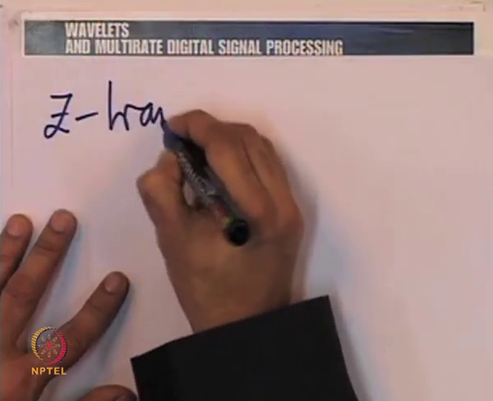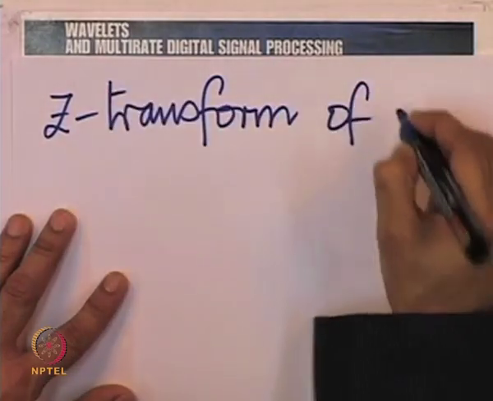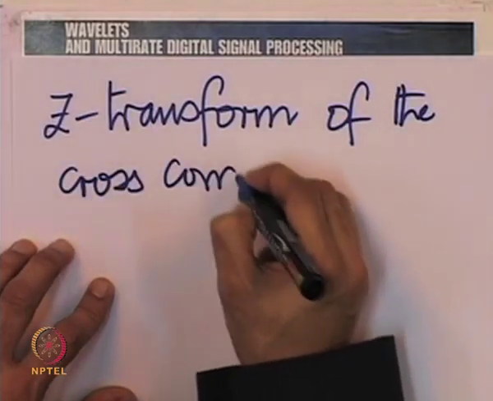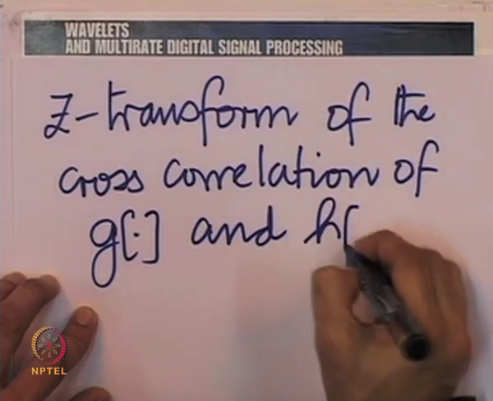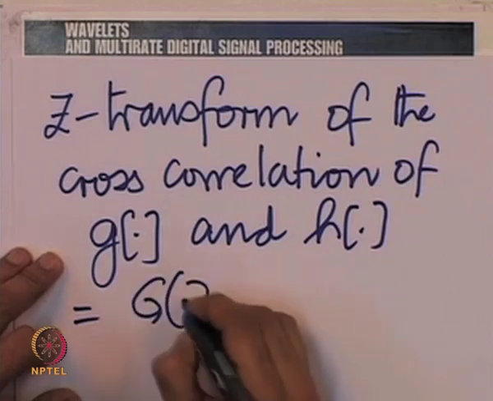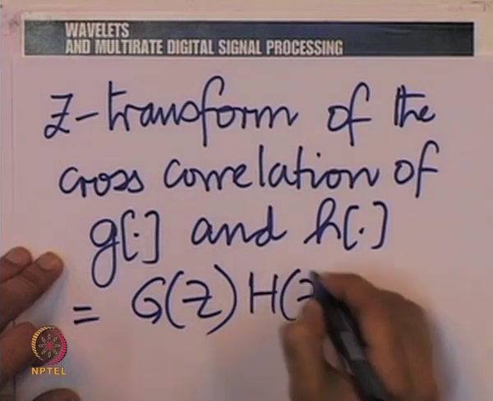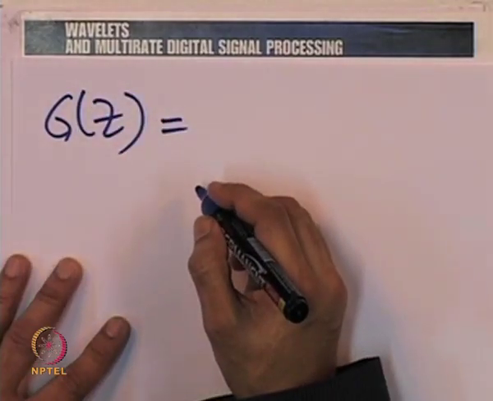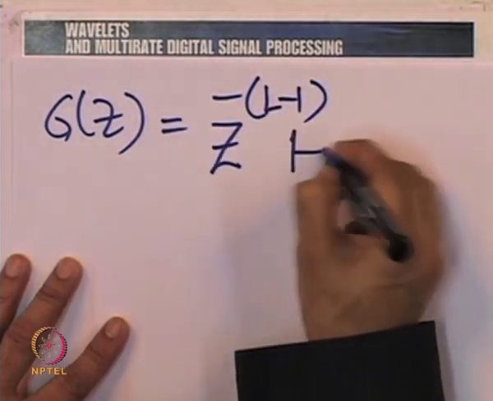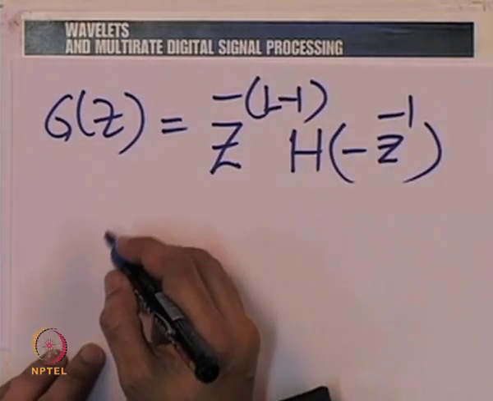Now, one can again evaluate the cross correlation by going into the Z domain. So, obviously, the Z transform of the cross correlation can be seen to be essentially G of Z times H of Z inverse. And we know what G of Z is. G of Z is essentially the system function of the analysis high pass filter, which is Z raised to the power minus L minus 1 H minus Z inverse.